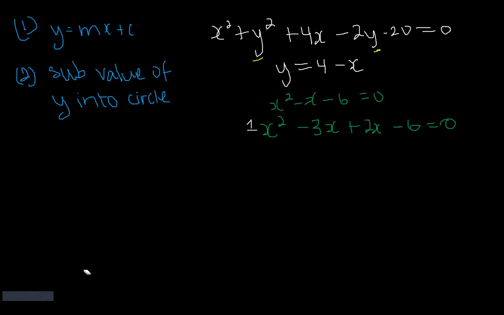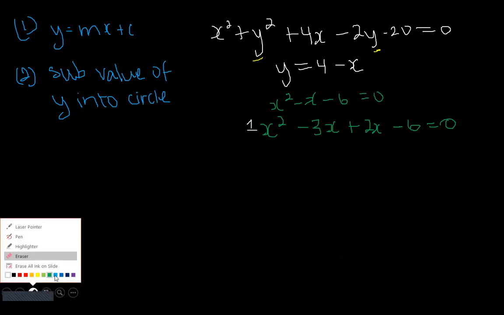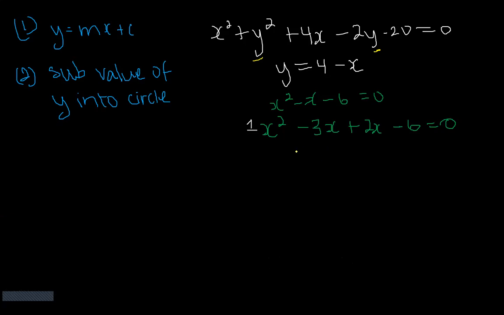When I factorize this, remember, I'm going a little fast because we did this already. If you need to review it, Google Classroom. All right. So when I factorize this, the two factors I will get is x minus 3, x plus 2. And this is equal to 0.